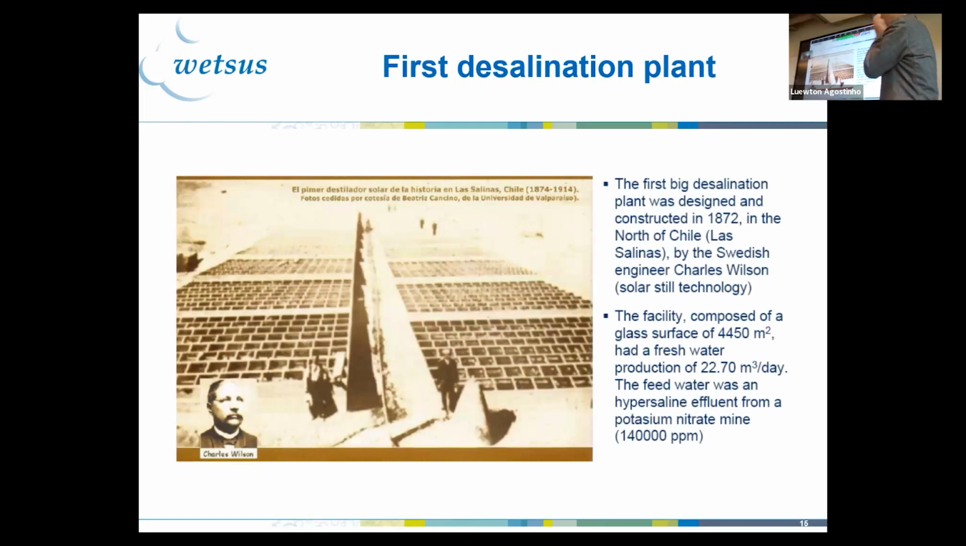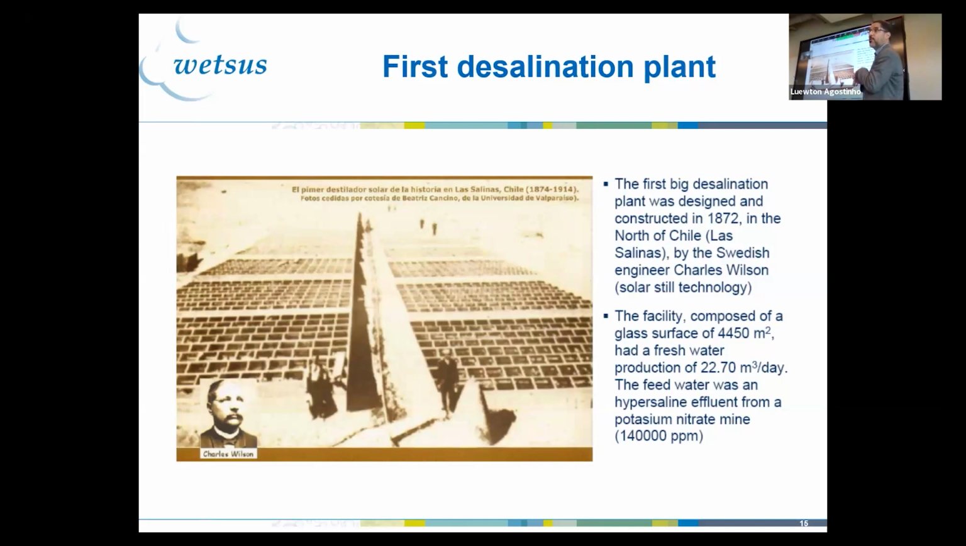As far as I could see also in the reviews, maybe the first desalination plant ever built on such a large scale was built in Chile in 1872. Las Salinas, it was a mining field, and it was done by the Swedish engineer Charles Wilson.